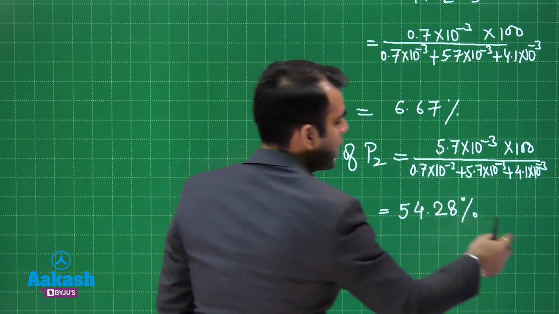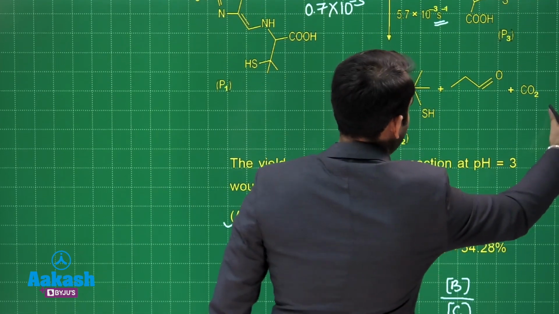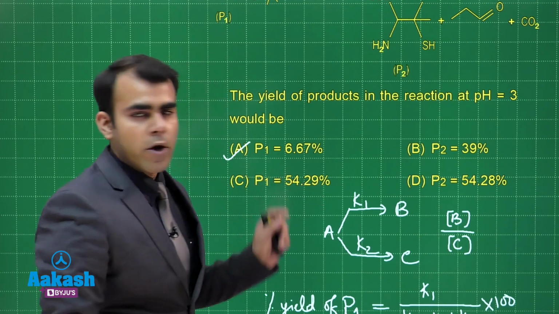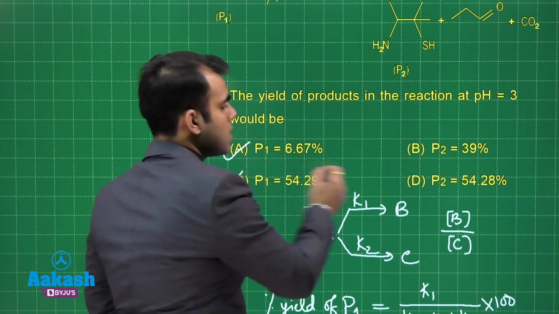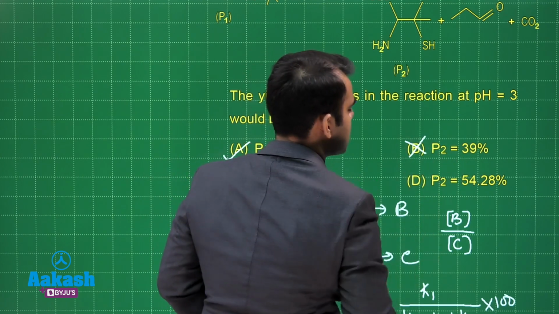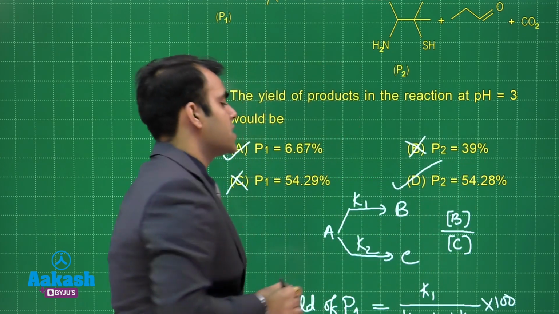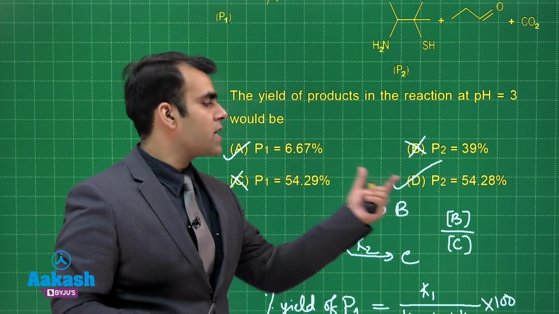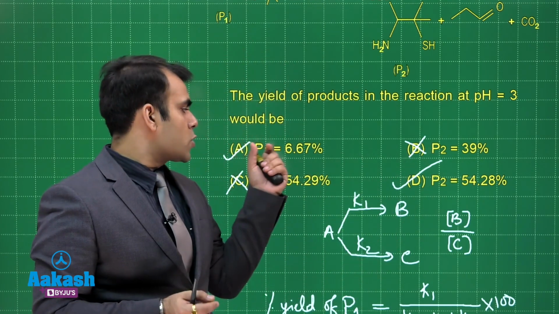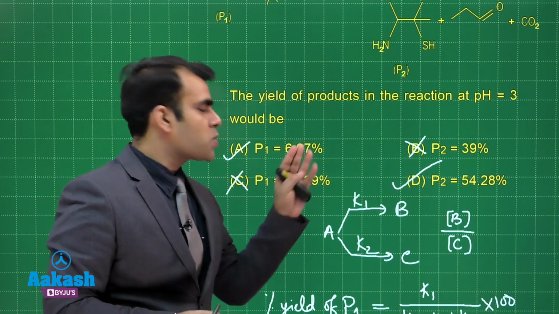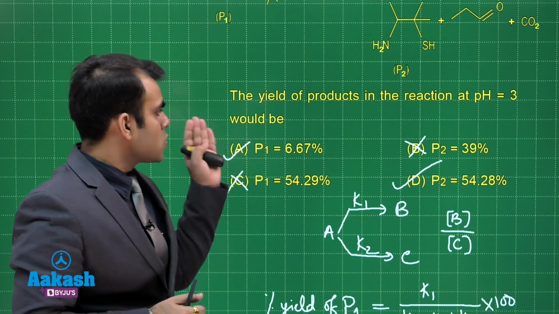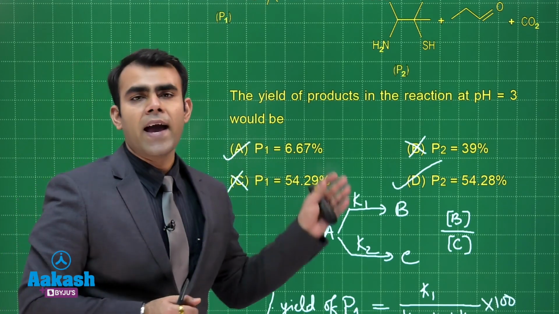54.28%. And if I check with my options, the option that correctly matches is, P1 54.29%, no, this is not the option. P2 is 39%, no, this is incorrect. The last option is correct, that is P2 is equal to 54.28. Here we do not have to calculate the percentage for P3, but if you want to, you can simply add these two and subtract from 100. So the answer of this question is A and D.